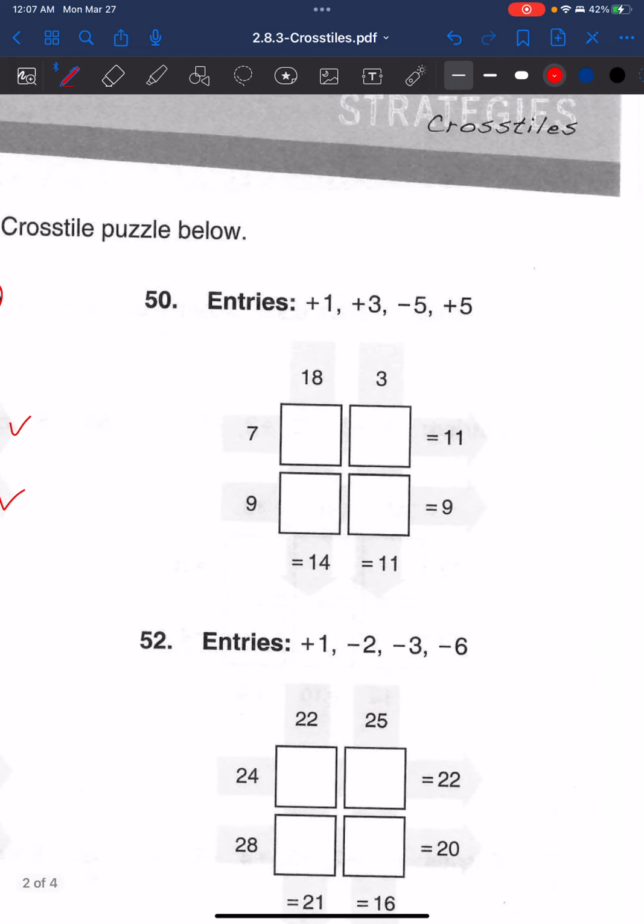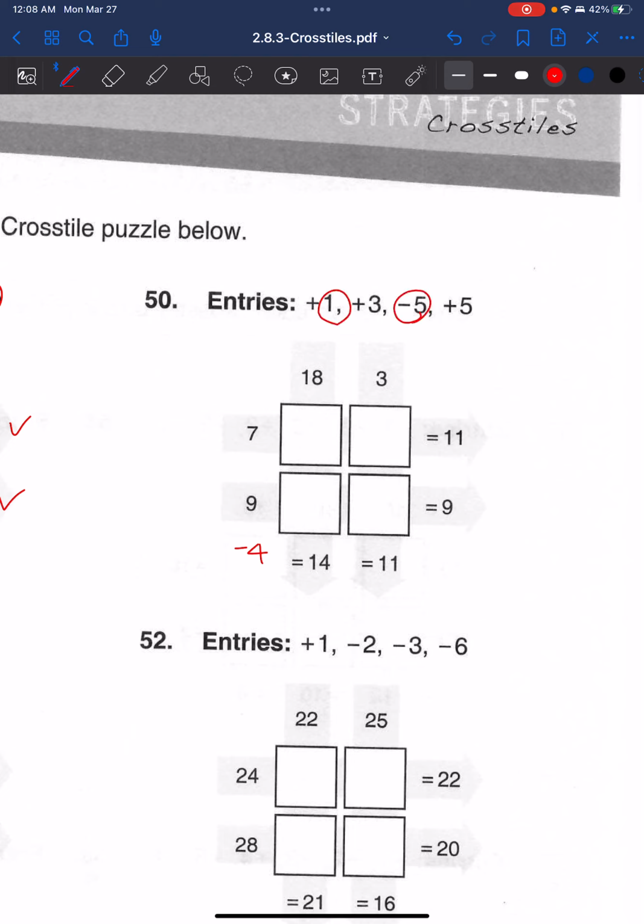Now we'll look at question number 50. The possible numbers that we can use are 1, 3, negative 5, and 5. And so again, we'll start from the left column first. To get to 14 from 18, we need to subtract 4. And to get negative 4, the combination that works is negative 5 and 1.